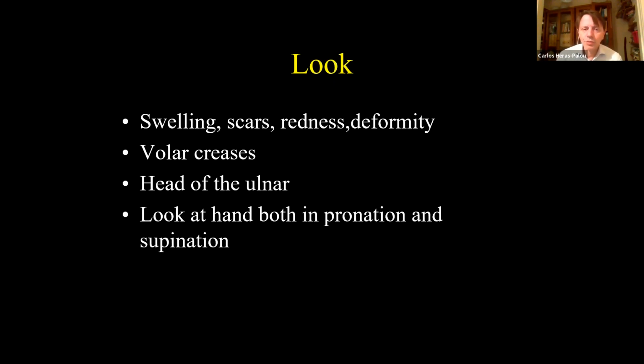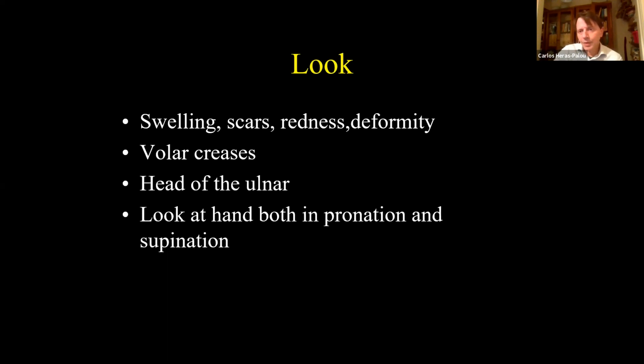Like on the dorsum of the wrist, if there is some swelling, you'll see it clearly. On the volar side, it's more difficult to see. What you'll see is that the volar creases don't look the same as on the other side. They are less obvious. Look at the head of the ulna. That will be important. And look at the hand both in pronation and supination.